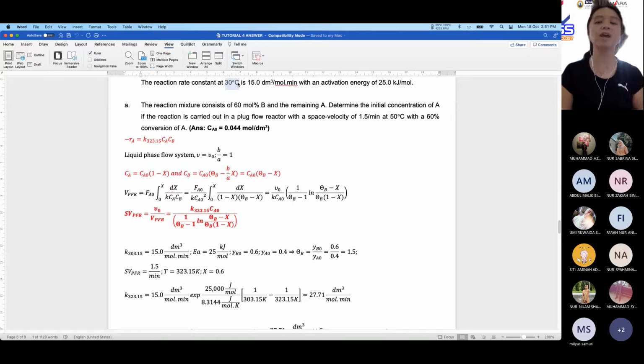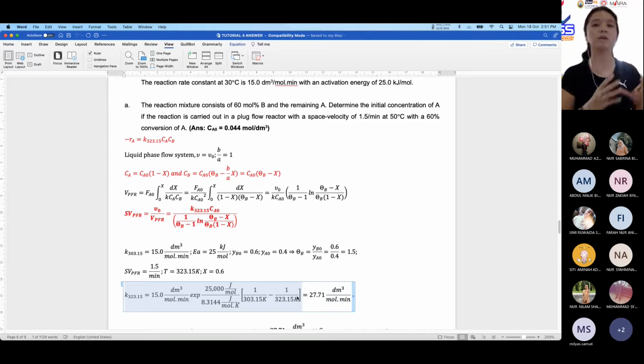Okay, so this is where your knowledge of reaction engineering comes handy. Means kamu dah kena tahu. Walaupun dalam soalan tak suruh mencari K baru kan, tapi kalau kamu faham konsep, kamu faham perubahan temperature menyebabkan perubahan apa dalam design equation. Naturally, you know that you have to calculate the new K.